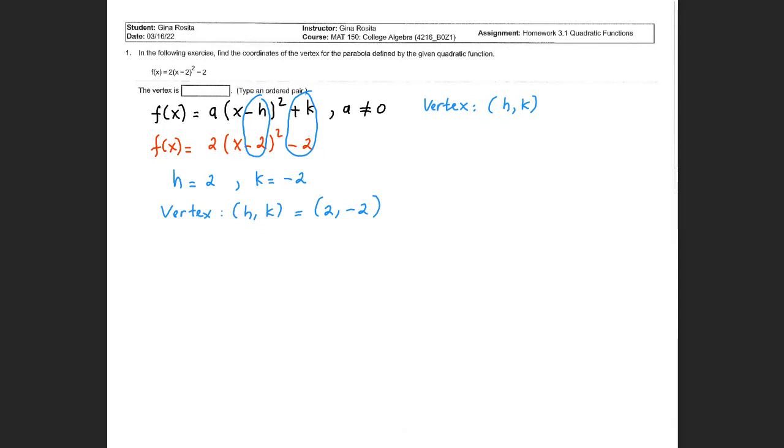You will follow, yeah? Now go to number 2. In the following exercise, find the coordinates of the vertex for the parabola defined by the given quadratic function f(x) = 4x^2 + 16x + 6, in the general form f(x) = ax^2 + bx + c.